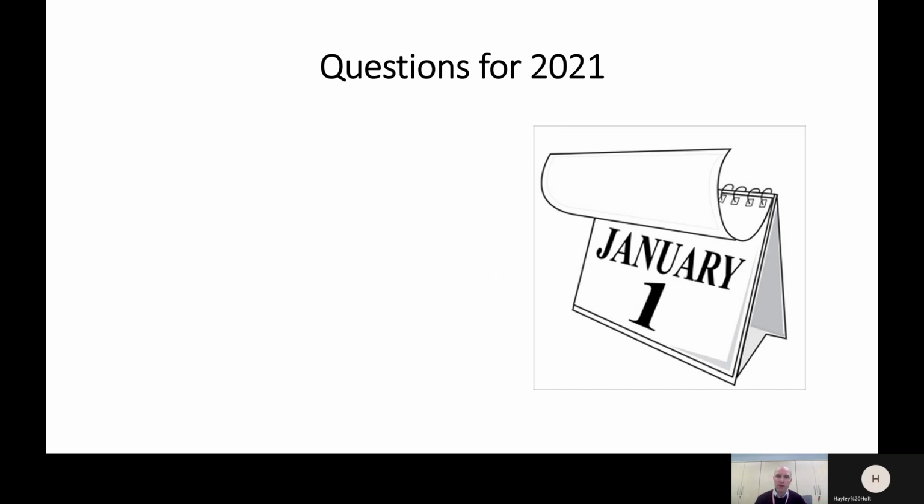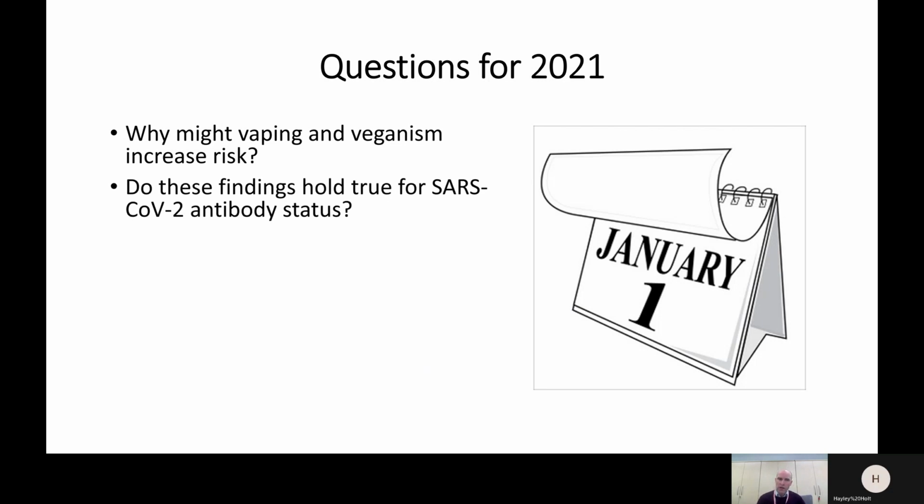So where are we going with COVIDENCE in 2021? The first thing we have to do is try and work out why vaping and veganism might increase risk. Is it something to do with the effect of vape on the lining of the lung? Or could it be something to do with the fact that people may share vapes between each other? Does veganism indicate that there's some micronutrient which is important for the immune response, which is missing in some restricted diets? We also want to go on and work out whether these findings hold true when we look at an objective measure of likelihood of having had COVID. That's why we're doing the antibody test, which many of you have now signed up for and which are coming to you in the post.